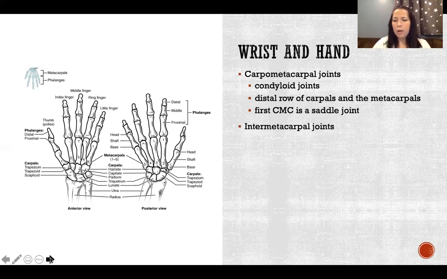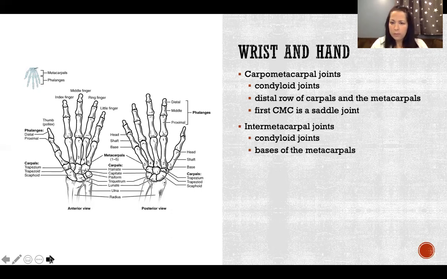The intermetacarpal joints are the articulations between each of the bases of the metacarpals. So the bases of the metacarpals are at the proximal end, the heads are at the distal end. And so at the proximal end, right near where all the metacarpals articulate with the carpals, each metacarpal articulates with its neighbors. Okay, so all of the bases of the metacarpals articulate in the lateral direction with each other, and those are all the intermetacarpal joints. Those are condyloid joints. The interphalangeal joints are hinge joints.